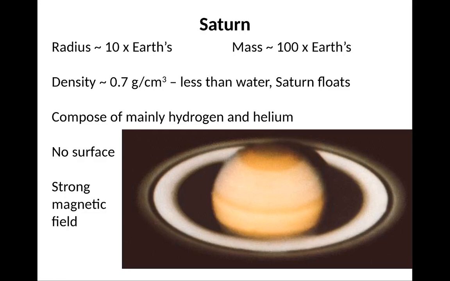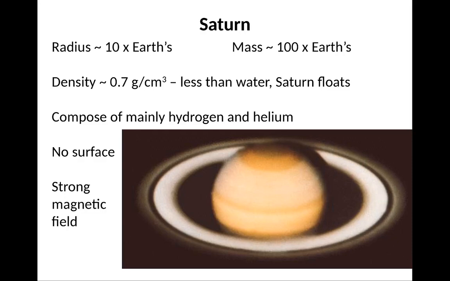Let's move on to Saturn. Saturn is also almost the same size as Jupiter compared to Earth, so 10 times the Earth's radius, 100 times the Earth's mass. Its density is significantly lower, about 1.7 grams per cubic centimeter. Actually less than water, which is 1 gram per cubic centimeter. So if you took Saturn and put it in an ocean that was large enough to support Saturn, it would float. It's mainly composed of hydrogen and helium.